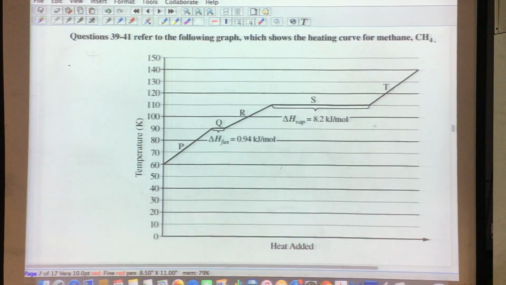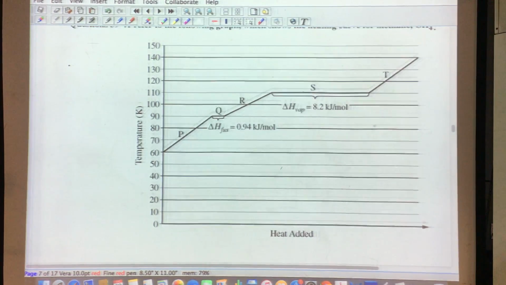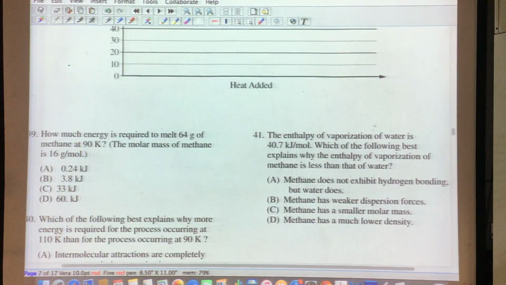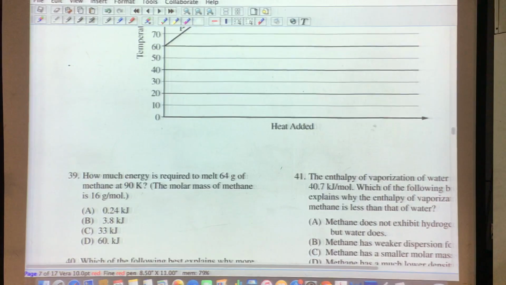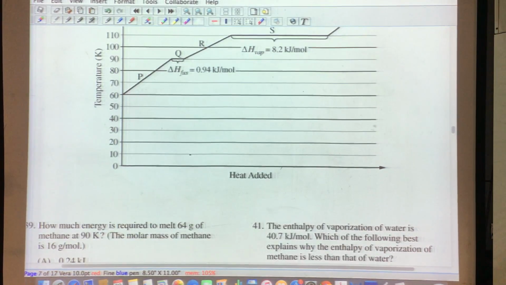Heating and cooling curves. This is back to some basic chemistry, although there's no acid-base here. Now, this question is all about conversions. Somewhere in your Part 2 or your multiple choice, they love to do conversions. They asked, how much energy is required to melt 64 grams of methane?